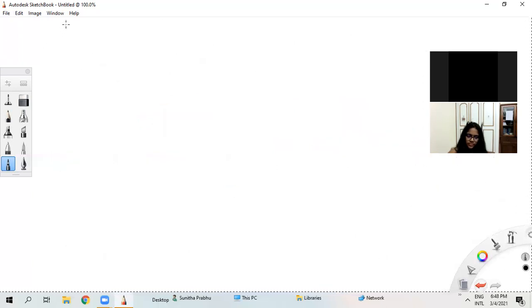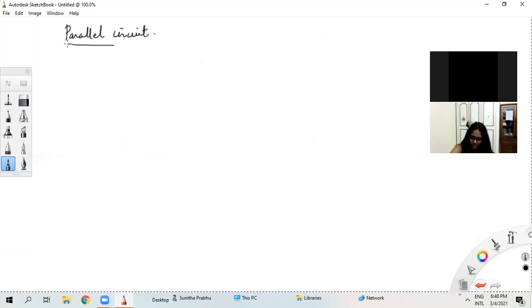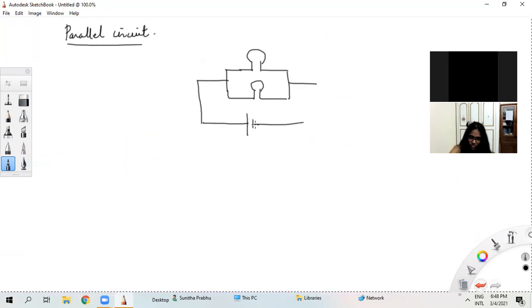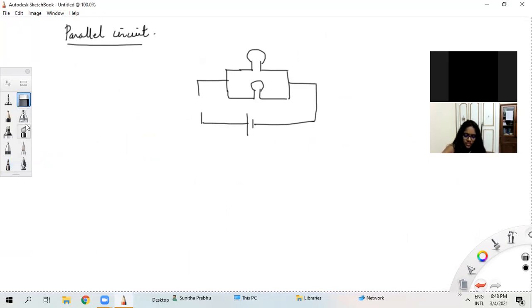Now comes talking about the parallel circuit. I will draw the simple parallel circuit, and instead of the resistance, I am now going to replace it with our bulb. And of course, we have to put the key also. Now look at this. I will give you time to make a note of it.